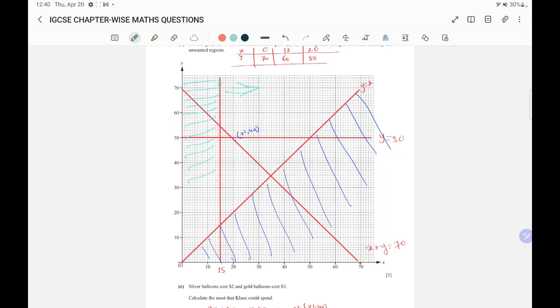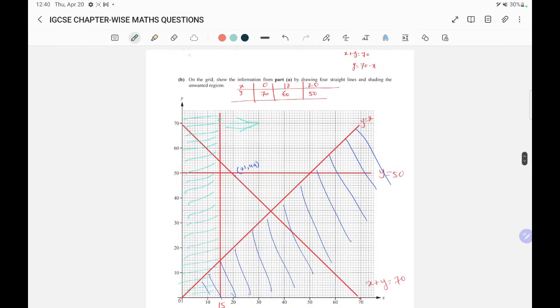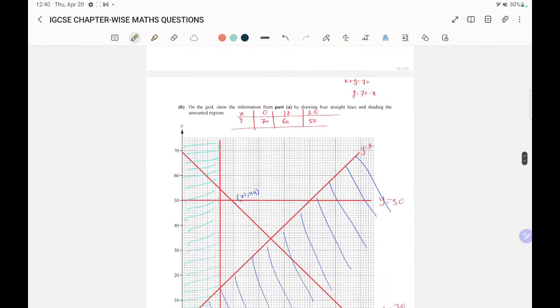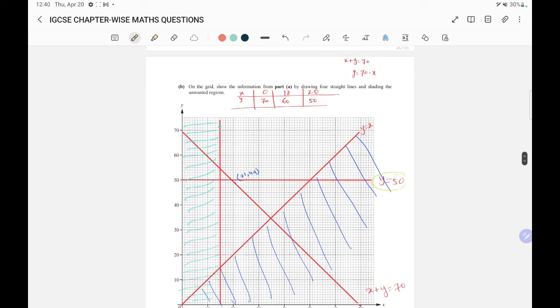So here, this side is the unwanted region. Now remove this. Now use another color. Y is less than 50. So this is y equals 50. Less than 50, I mean below, is the wanted region. So above is the unwanted region. It's very light.